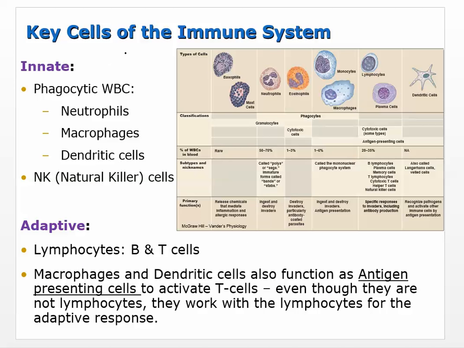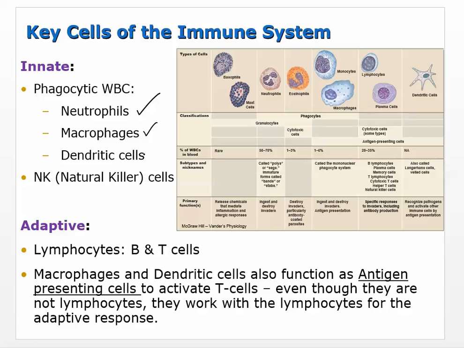All right, so key cells of the immune system. We've seen this graph, or not this graph in particular, but we've seen graphs like this. And so we've already kind of covered a lot of these white blood cells. Specifically, we've talked a lot about neutrophils, first responders, pus. That's neutrophils. Macrophages move in a little later, but they're big eaters. That's what macrophage means.